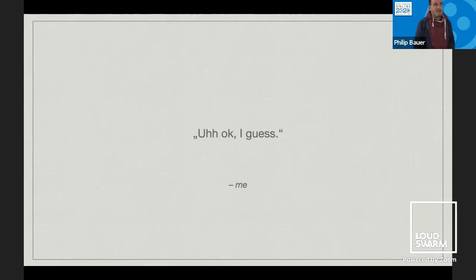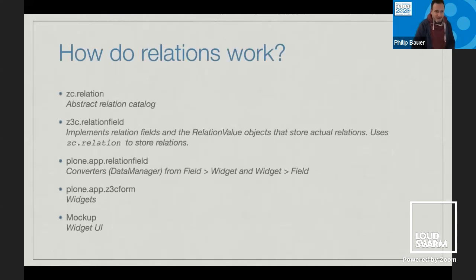So yeah, I figured out how relations work. They work like this. There's a relation, it's an abstract relation catalog. It is insanely complex and powerful. And it's way smarter than I think we as a collective community actually are.